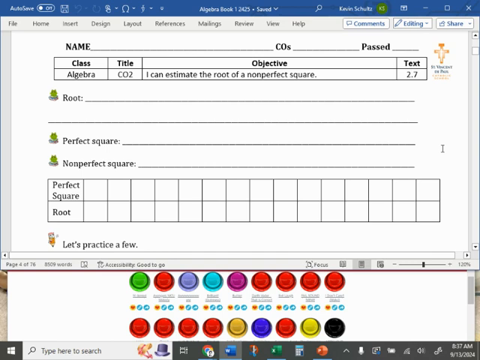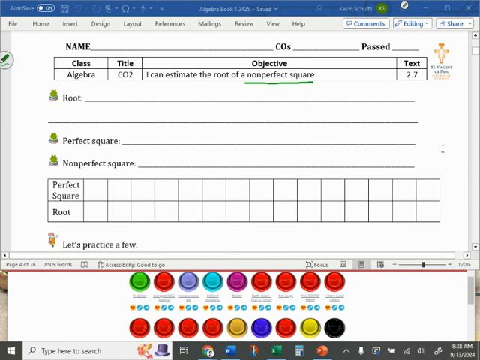We are moving on to CO2, which is estimating the root of a non-perfect square. We talked about this term in CO1. What did we learn about non-perfect squares in CO1? Henry? That means that they are irrational numbers. They're all irrational because their decimals go on forever.